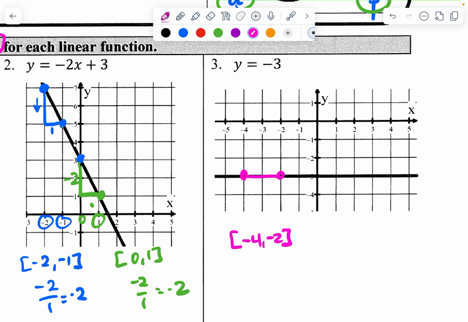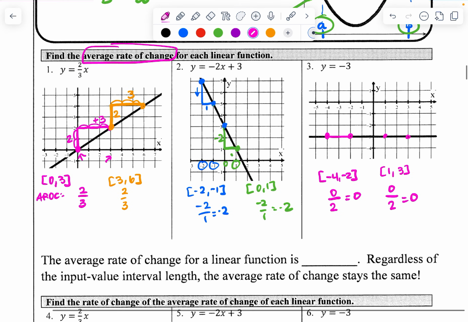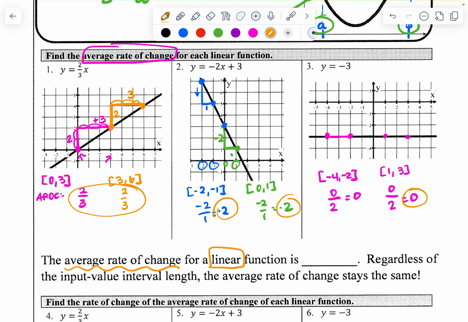My average rate of change dependent-wise, or vertically, is 0, while my x was changing by 2. So that's an average rate of change of 0. I can also choose this as well, where my interval is from 1 to 3. So that dependent change is 0, and that independent change is 2 also here. So what do we notice about the average rate of change for both of those specifically linear functions? The average rate of change for a linear function was 2/3 here, -2 here, and 0 here. These are all values that are constant.